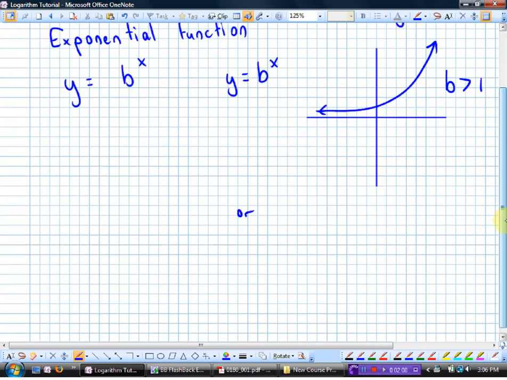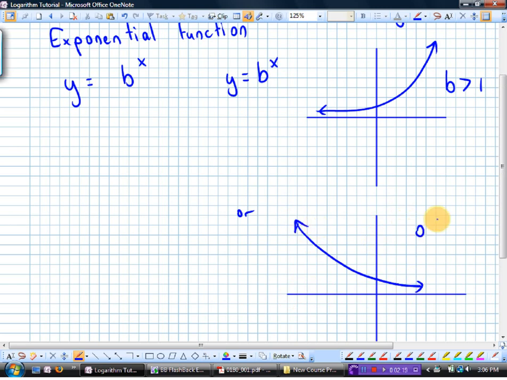Or they looked like this, if b was a fraction. For example, this could be y equals 1/3 to the x, or 1/4 to the x, or 1/10 to the x. No matter what they looked like, they all had certain things in common. As long as you didn't stretch or flip or slide, as long as you had the basic exponential graph, they all had certain things in common.